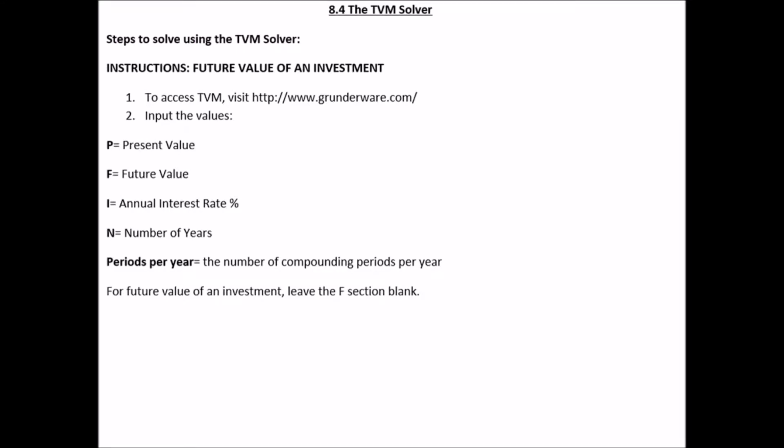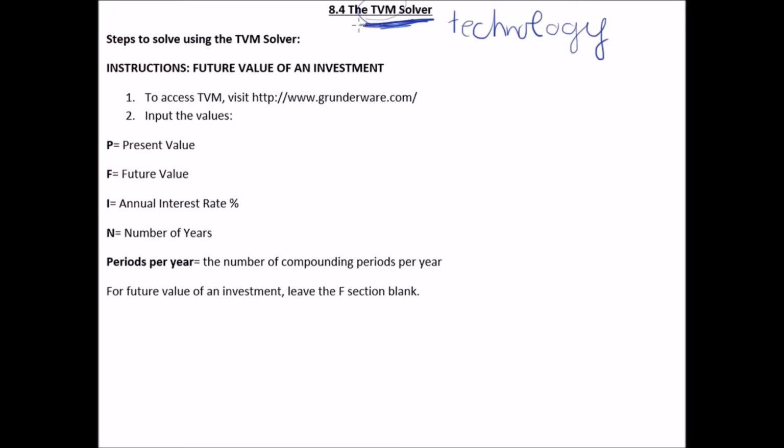Okay, 8.4, we're going to touch on the TVM solver. This is a part of technology, and you can have a TVM solver either online or on a graphing calculator. I'm going to cover the online calculator. You can find different ones if you just Google TVM solver, and there are so many different varieties of them, and some get more complex and some get less complex and very, very basic. So I'm going to just stick with the basic one because I'm just going to stick to what the scope of this course covers.